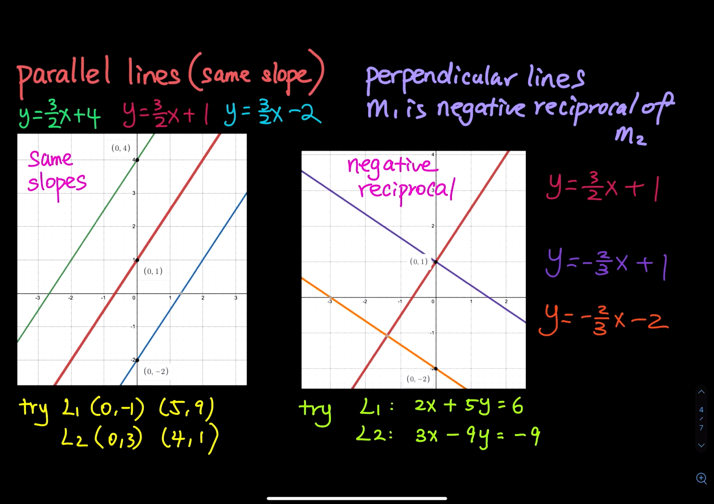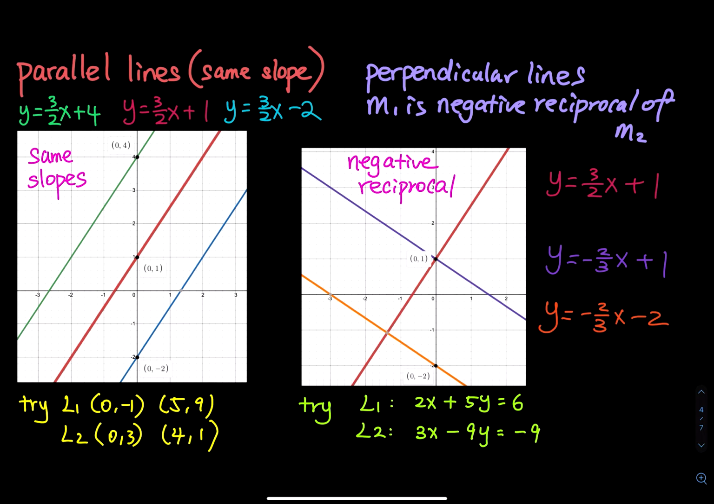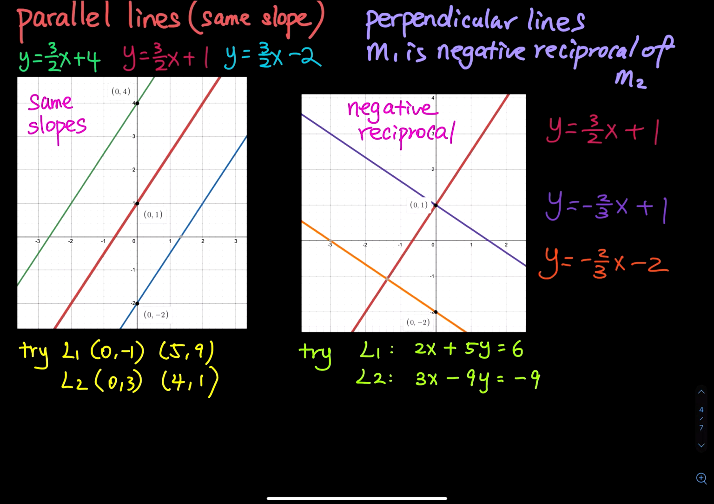All right, so let's try some quick examples. I have two lines. The first line passes through those 2 points. The second line passes through those 2 points. I want you to tell me, are these two lines parallel, perpendicular, or neither?